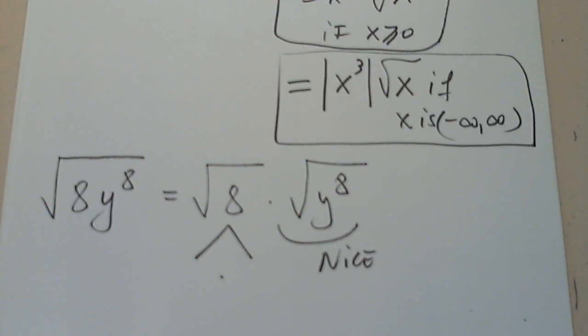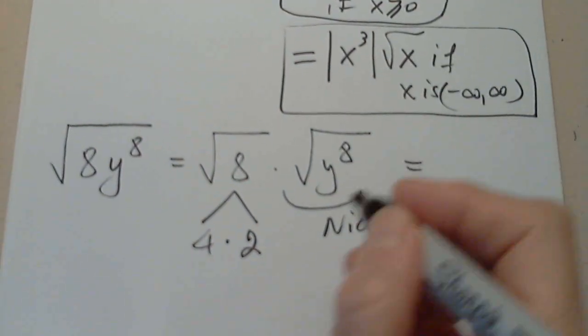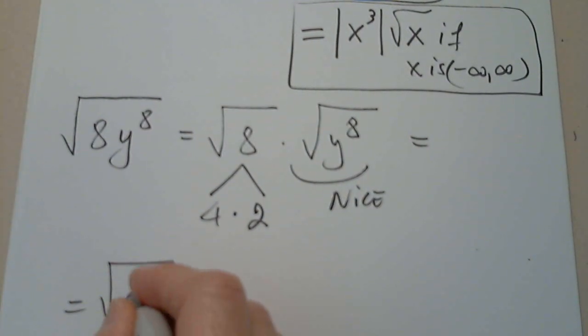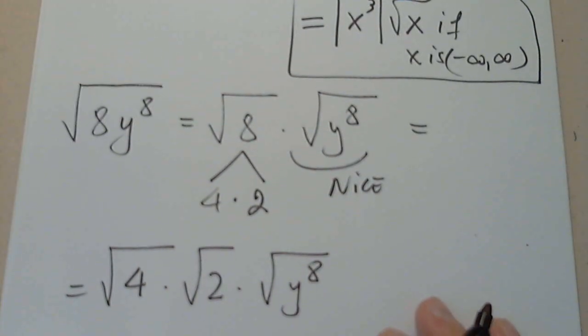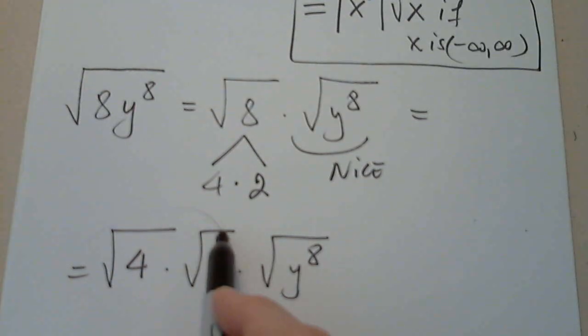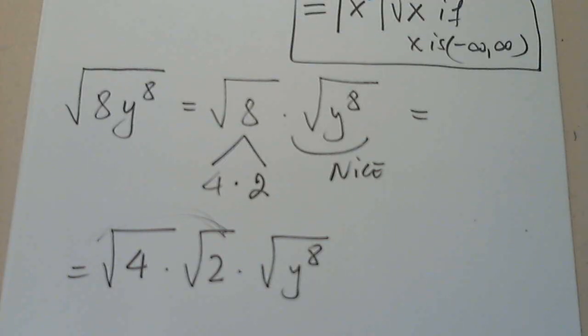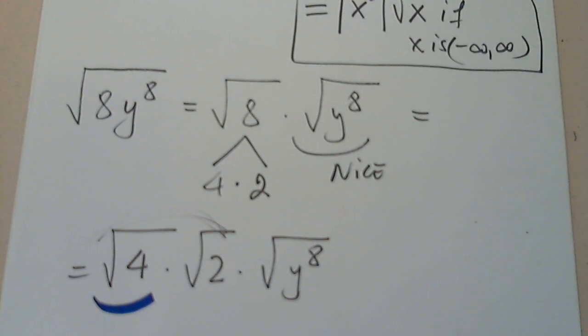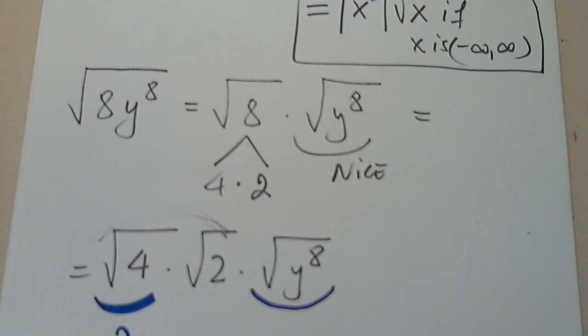How will I split 8? 4 and 2. 4 and 2, of course. Multiplied. Good. So then I will continue and write this, the square root of 4 times the square root of 2 times the square root of y to the 8th. This is the same thing. It's still the square root of 8. We didn't change the problem. But now we know that this piece will change into 2, we know that this piece will change into y to which power?